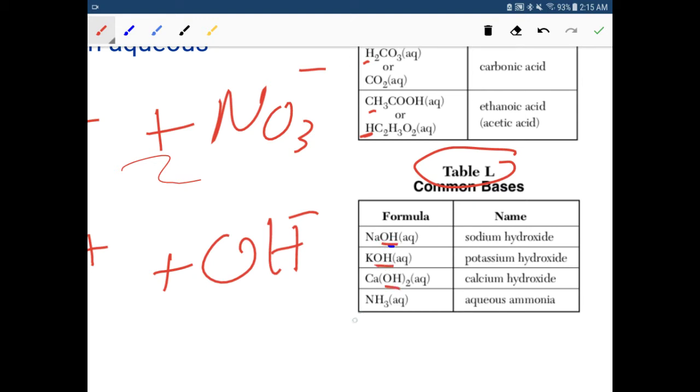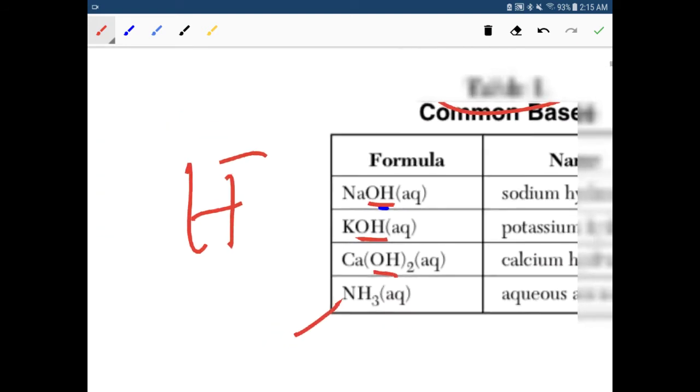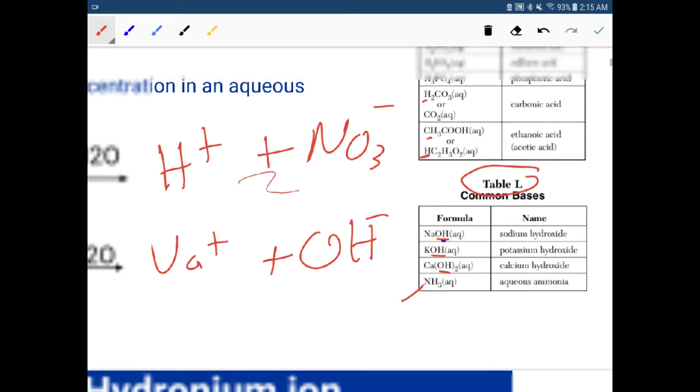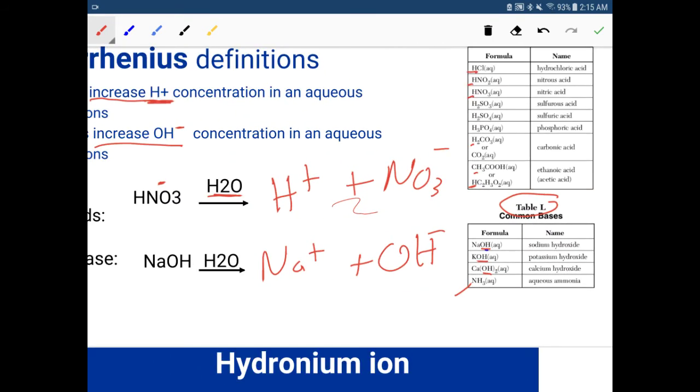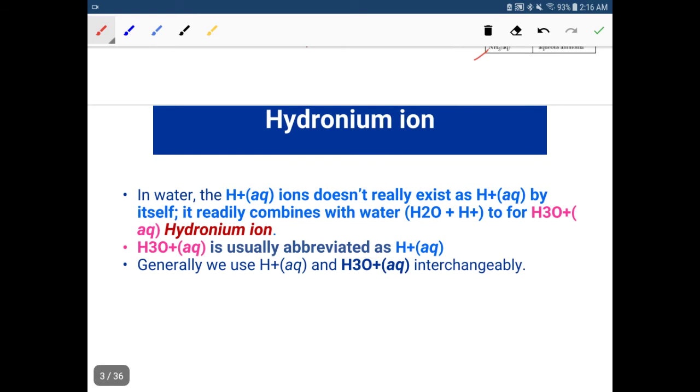But at the end, you're going to see NH3, ammonia, and you'll see that it's a base, but it doesn't have OH. The reason for that is that the Arrhenius definition does not describe all the bases. There is another theory, the Bronsted-Lowry theory, which describes bases in another way, and we're going to figure out why NH3 is considered a base and not an acid, although it doesn't have an OH in its formula, right?